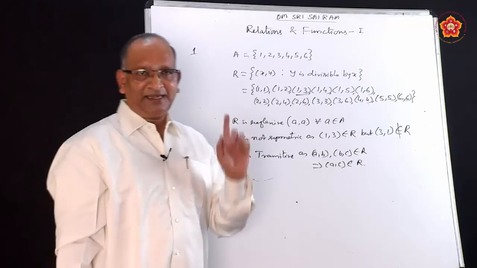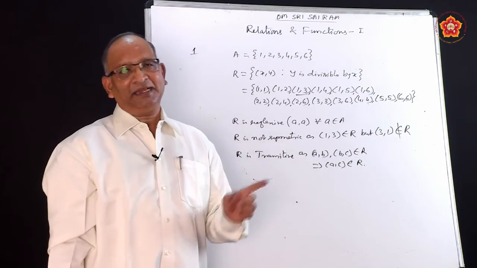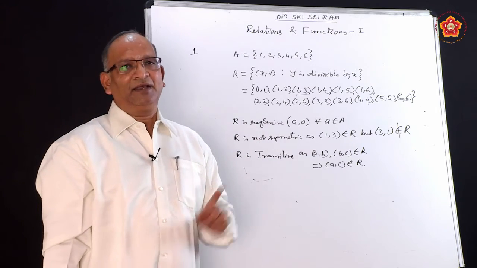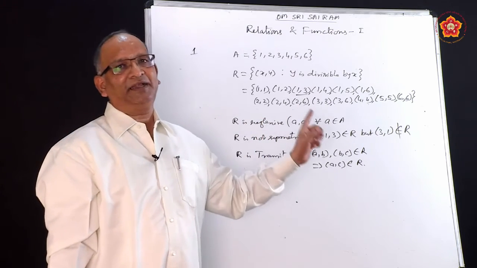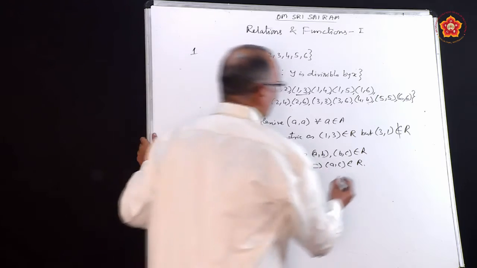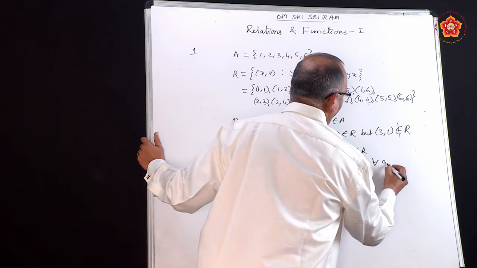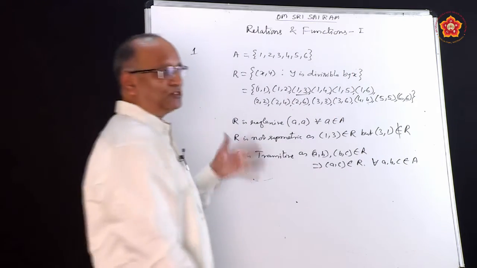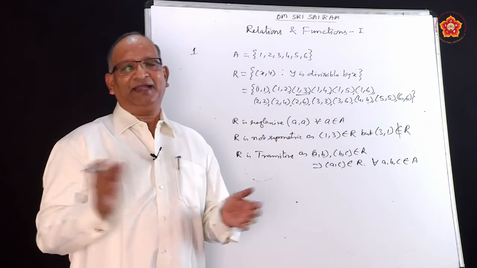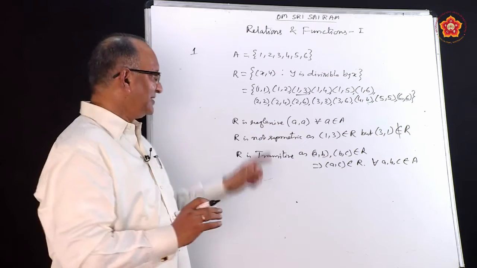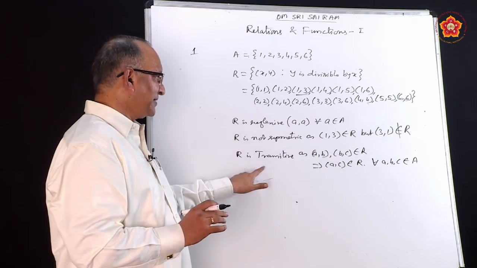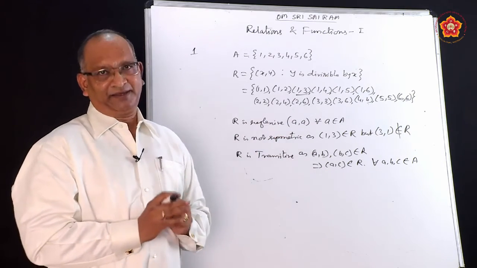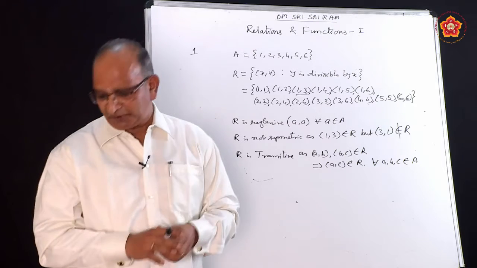First element is related to second element, second is related to third element, and we find that first element is related to third element, and it is true for all A, B, C belongs to A. It is true for all. So, we say that the given relation is reflexive and transitive, but not symmetric. Let us move to the next problem.